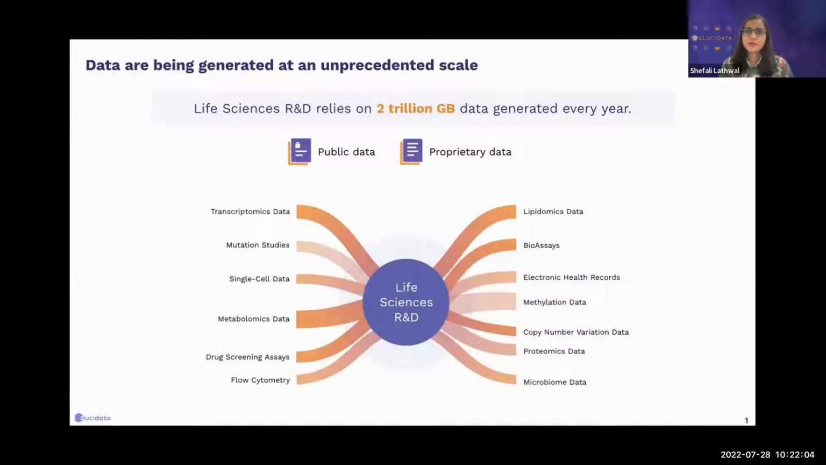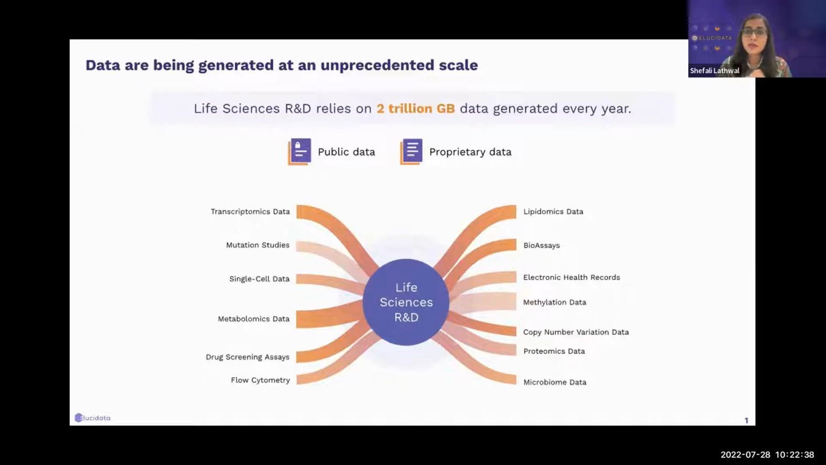Now, before getting to the ontologies part, I want to set the context that we will discuss today. Gabriel, in her presentation, talked about electronic lab notebooks. At Elucidata, we primarily work with the life sciences R&D data. And life sciences R&D domain in general is extremely heavily data-driven. Electronic lab notebooks are part of it as well, and there are several other types of data that feed into life sciences R&D too.